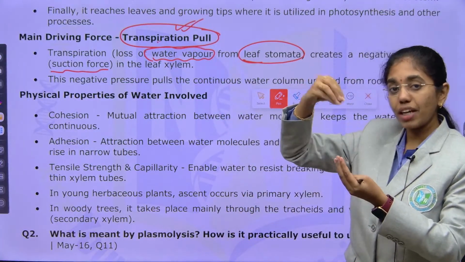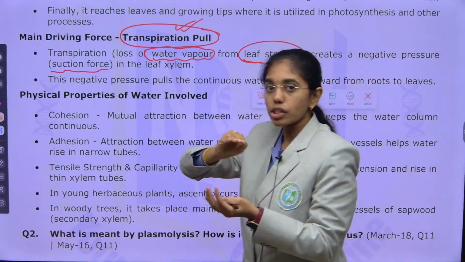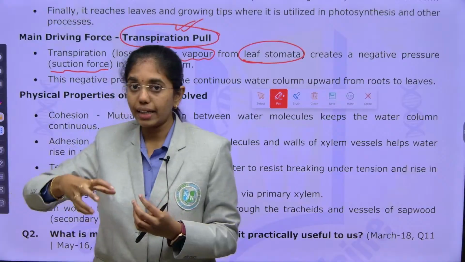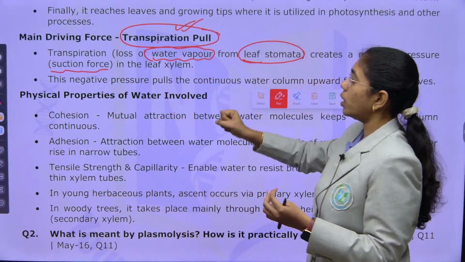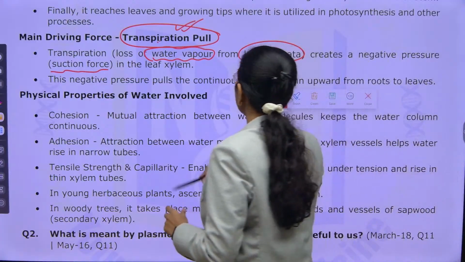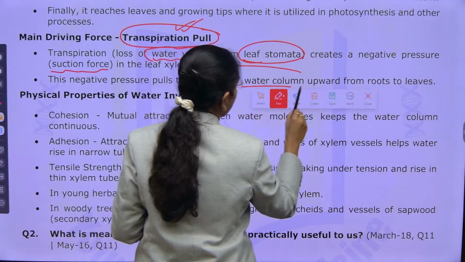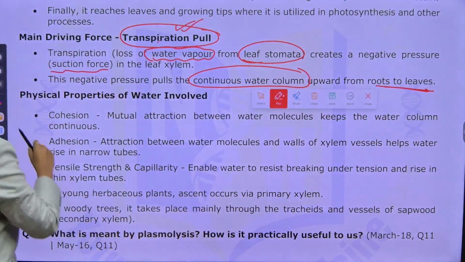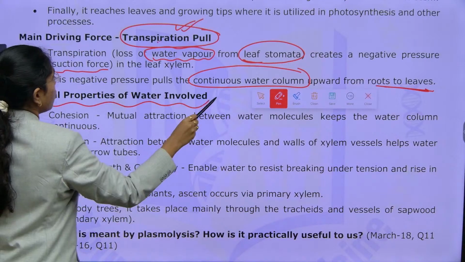As water is being transpired from the leaf surface, what happens? Negative pressure or suction force is built, wherein the water is pulled from the leaf xylem. This negative pressure will pull the continuous water column upwards from roots to leaves. Clear, right?